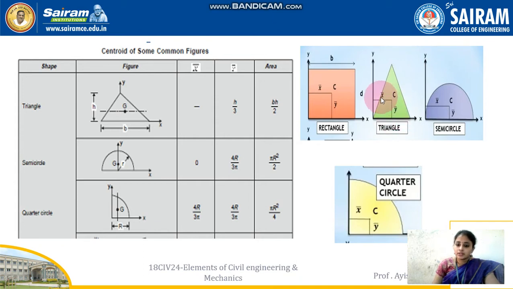So x bar, the centroid distance will always be taken as 1/3 distance from greater intensity. Okay, so h by 3 distance or b by 3 distance. Okay, and the lesser intensity side is 2 by 3 distance. Okay, and semicircle you can see as pi r square by 2 as area and x bar and y bar.